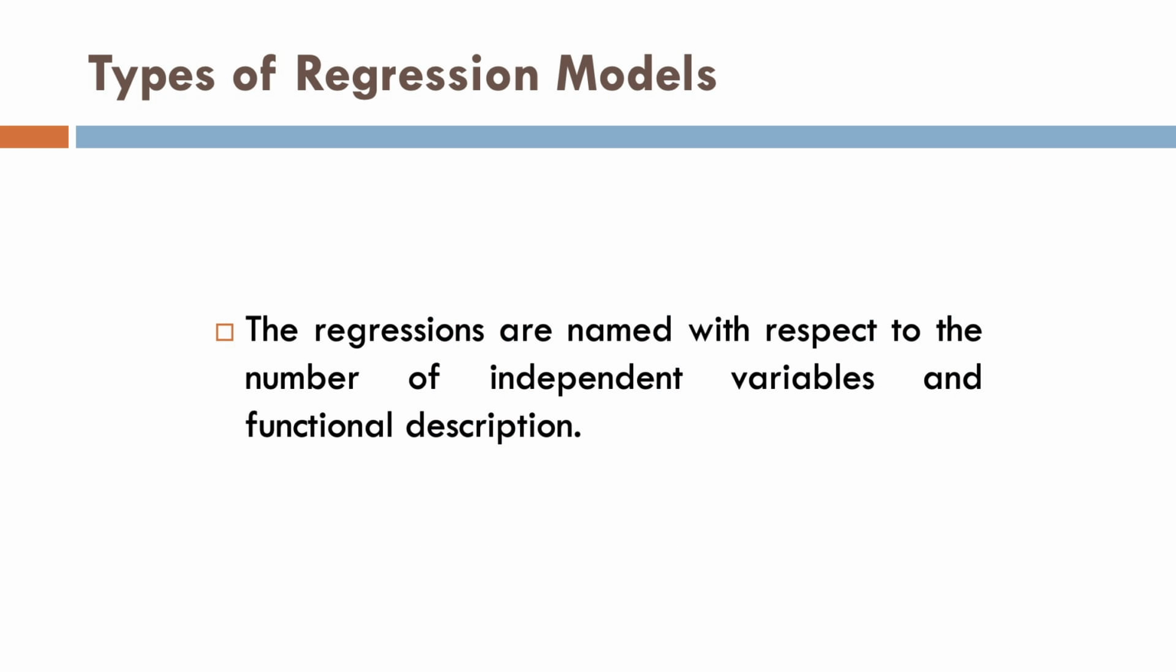The types of regression models are based on the empirical representation of the regression equation. The regressions are named with respect to the number of independent variables and functional description of the regression equation. Now let us compare or classify the regression equations based on number of independent variables.